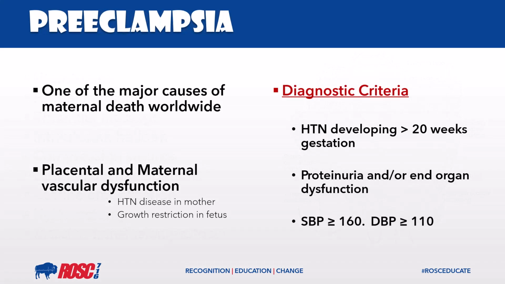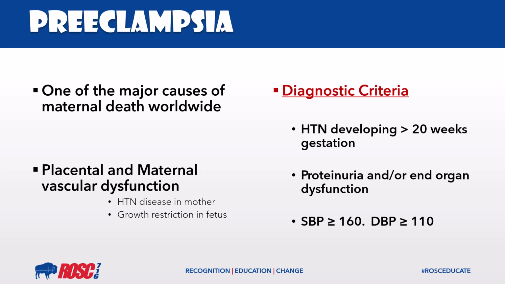Now let's move on and discuss preeclampsia. Now, preeclampsia is one of the major causes of maternal death worldwide, and a discussion of the pathophysiology of preeclampsia is well outside the scope of this lecture. But for time purposes, let's just say that preeclampsia is a result of placenta and maternal vascular dysfunction. And knowing this, cytokines and endothelial reactions occur that cause hypertension and a vast amount of symptoms. These symptoms include headache, blurred vision, epigastric pain, pulmonary edema, placental abruption, just to name a few.